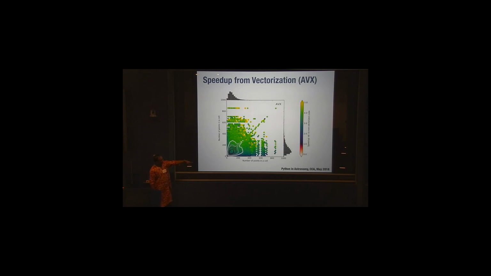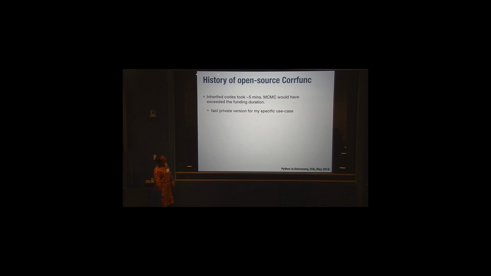And this is what vectorization does. All I want you to look at is the number of points in set 1, the number of points in set 2, and what is the gain from vectorization. You can see that in most places it's 4 to 5, and this is my code versus my code. This is not some other developer's code. So vectorization helps quite a bit.